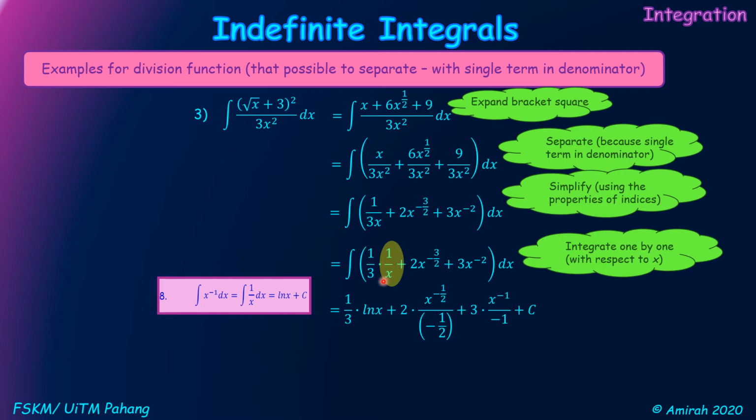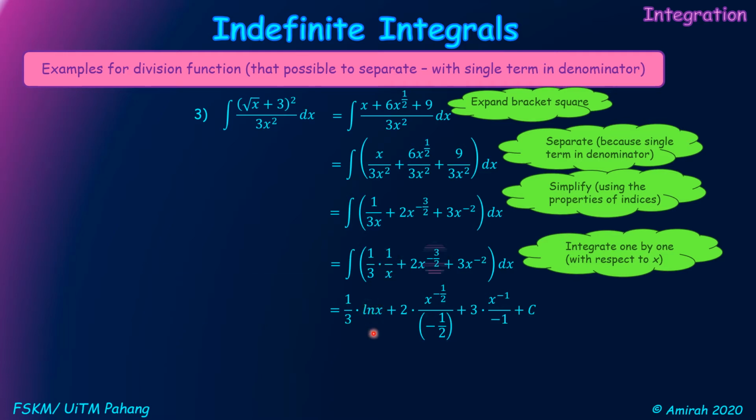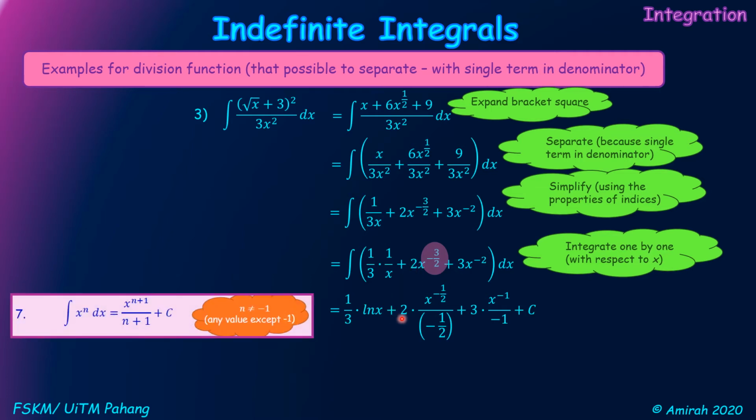Then we integrate 1 over x using this formula. When we integrate 1 over x dx, we get ln x. That's why we get this. Then we have multiply by constant 2, so we still have the constant 2 in front.